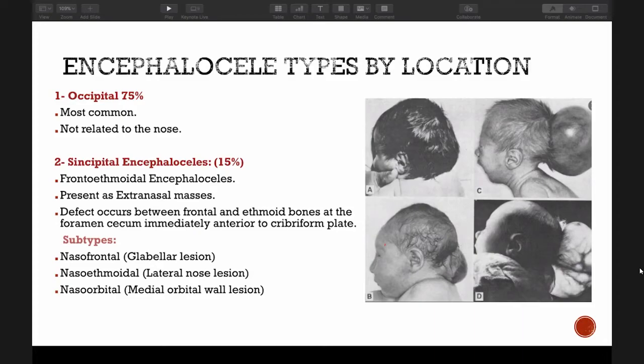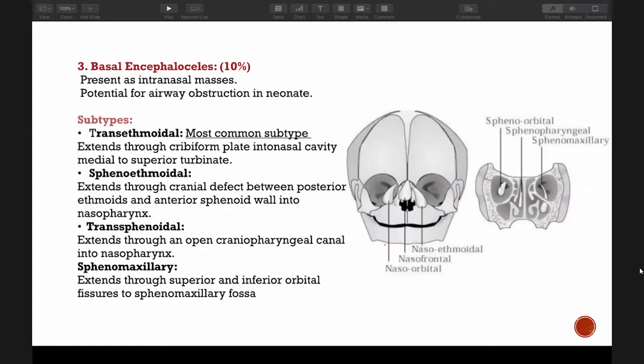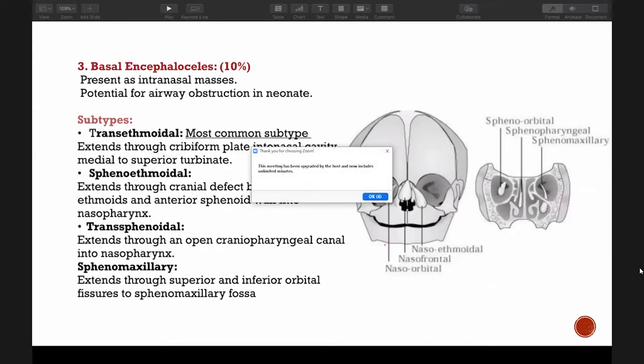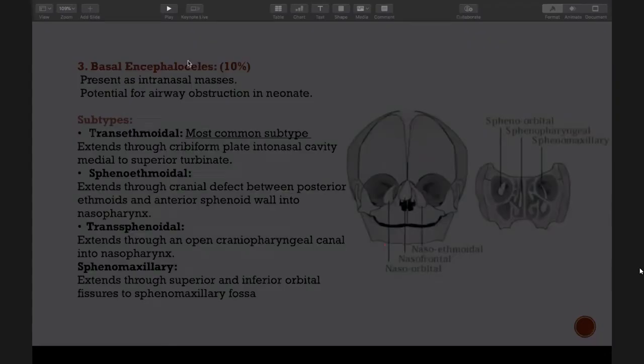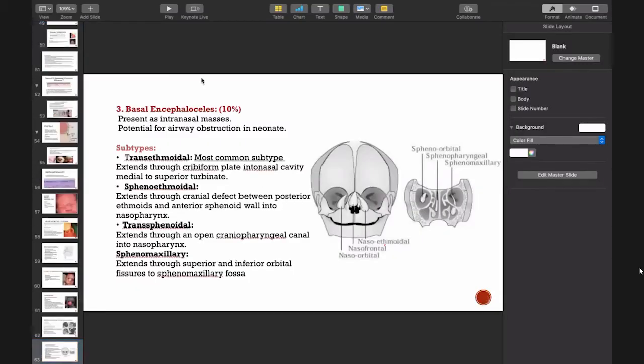The defect is at the level of the foramen cecum, immediately anterior to the cribriform plate. Then we have the basal encephalocele, which presents in 10 percent as an intranasal mass. The subtype is transethmoidal, which is the most common.